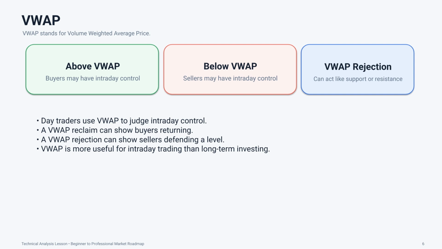The main lesson is this. VWAP helps us understand where price is trading compared to the average price paid during the day. If price is above VWAP, we look for buyer strength. If price is below VWAP, we look for seller strength. But just like every indicator, VWAP should be used with price action, volume, support, resistance, and trend. For example, if price pulls back to VWAP and bounces, that can show buyers are stepping in again.